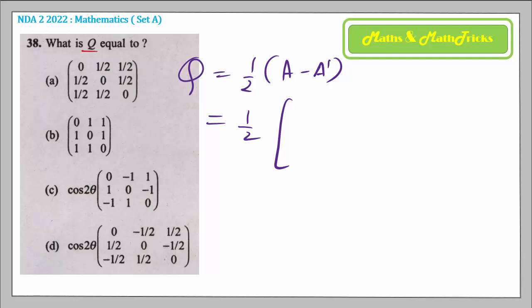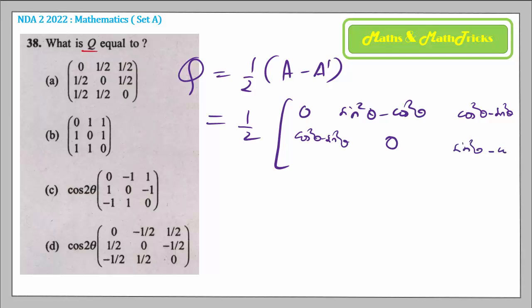A dash from A, you will get 0. Then you have sine square minus cos square theta, and cos square theta minus sine square theta. Then you have cos square theta minus sine square theta, then 0 minus 0, 0. Then you have sine square theta minus cos square theta, then sine square theta minus cos square theta, then cos square theta minus sine square theta, and this 0. So basically you know the formula of cos 2 theta, which is cos square theta minus sine square theta. So in that place it will be cos 2 theta, in the other place it is minus cos 2 theta.